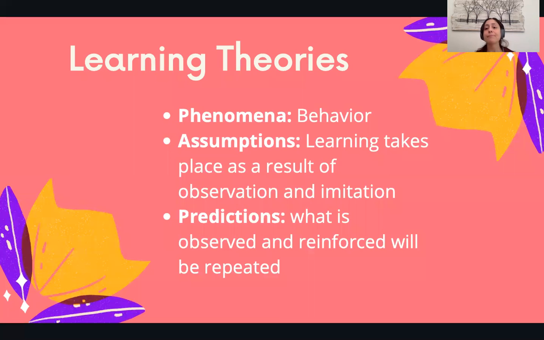All right, switching now to learning theories. Learning theories are looking at behavior and learning, obviously. And the assumptions being made, well, they suggest that learning takes place as a result of observation and imitation. And the prediction is that what is observed and reinforced will be repeated.